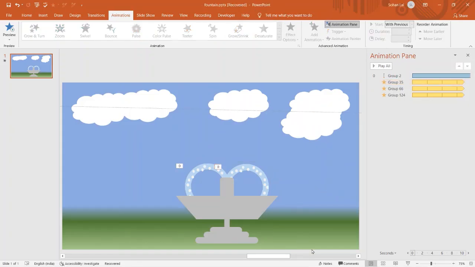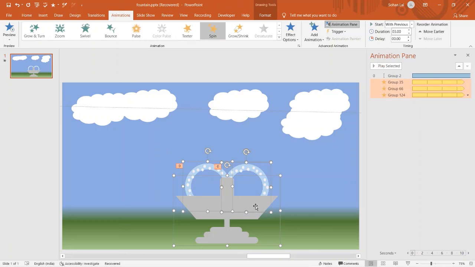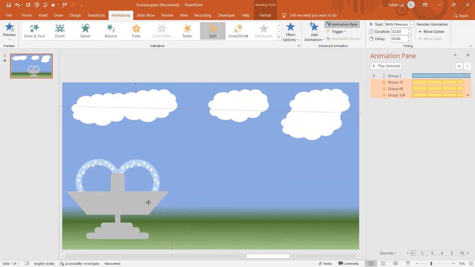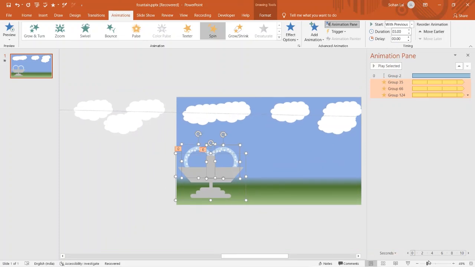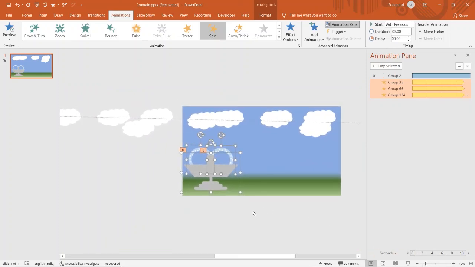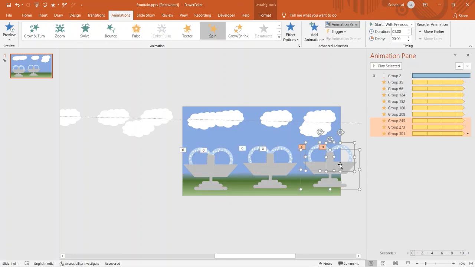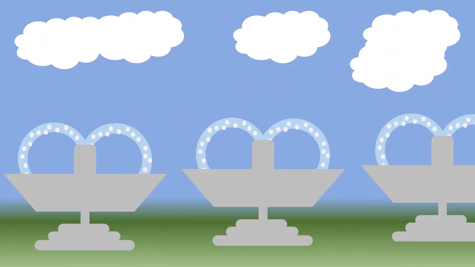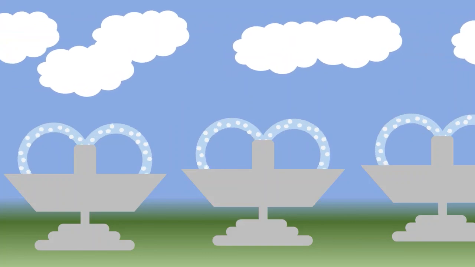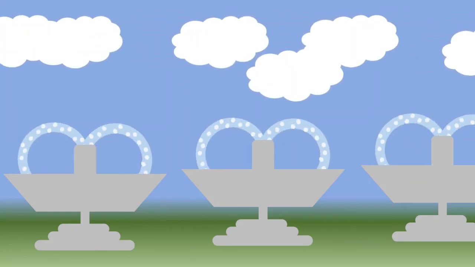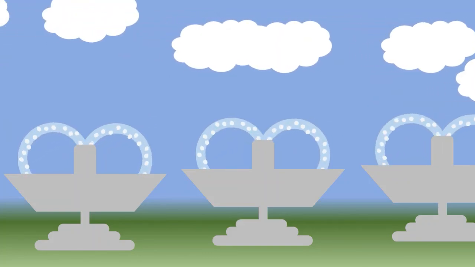And now we can duplicate this fountain. First we have to move it over here and resize the slide, copy the fountain here and paste it over here, and paste it one more time. And now see, these are the fountains and it is looking very beautiful.